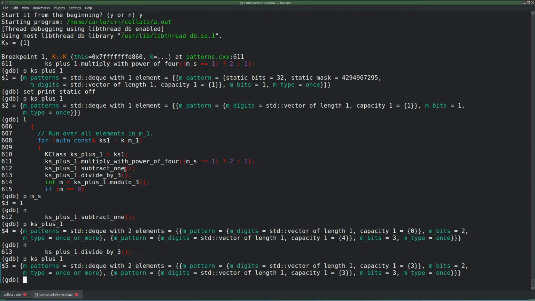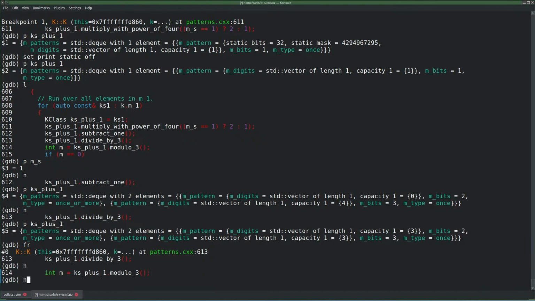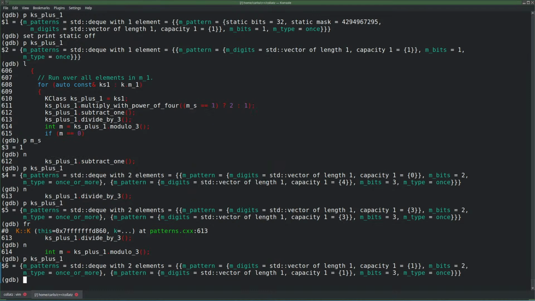Okay, and then I subtract 1. And then I do not divide it by 3. But it should be divisible by 3. Okay, I think maybe I'm starting to see the thing. Subtract 1. Did I already do that? No. After subtract 1 we get this, we get this with the ones. And then we do divide by 3, which doesn't do anything.